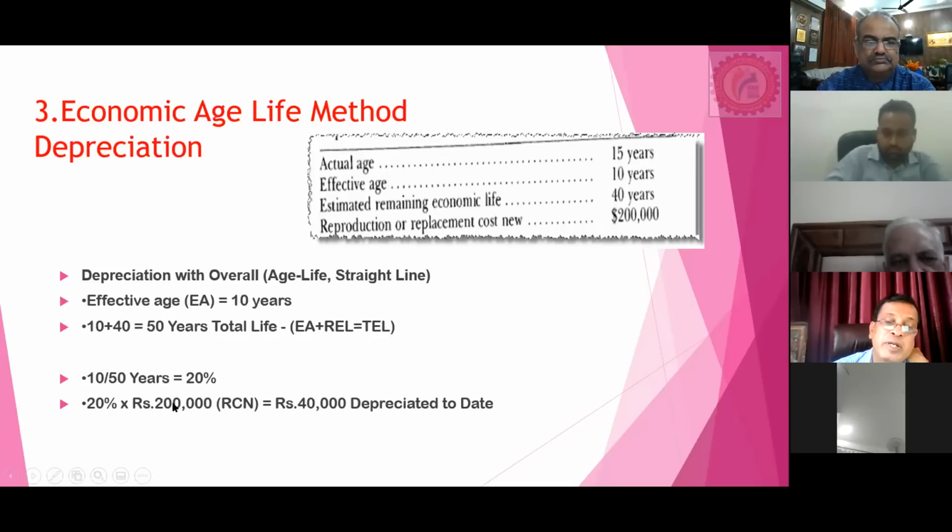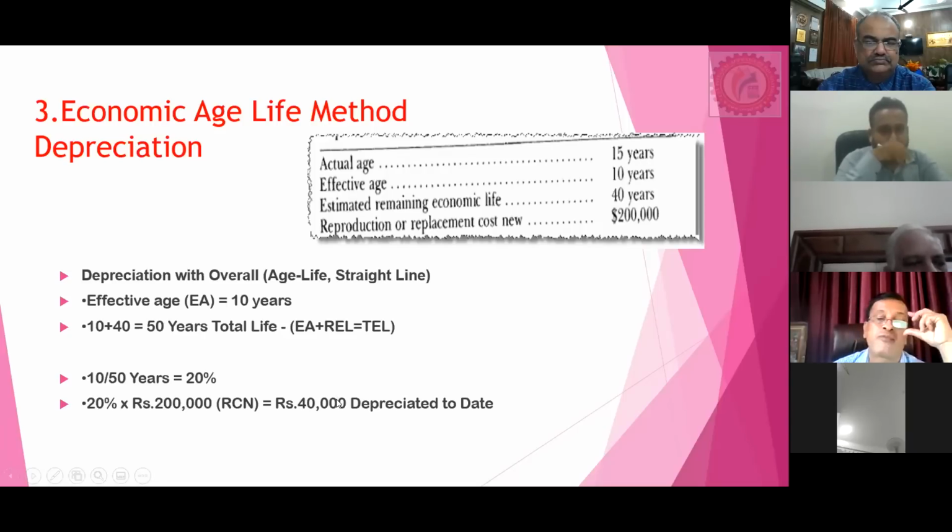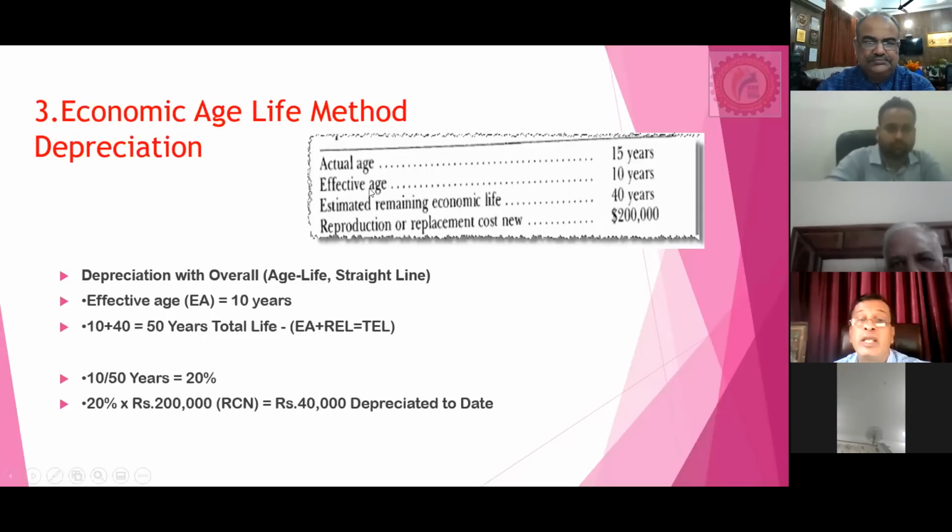20% of the replacement cost, that is 2 lakhs, so 40,000 will be the depreciation. If it is in terms of percentage, it will be 20%. And if it is in terms of money or value, it will be 40,000. Now, here I have used the concept of actual age and the effective age.